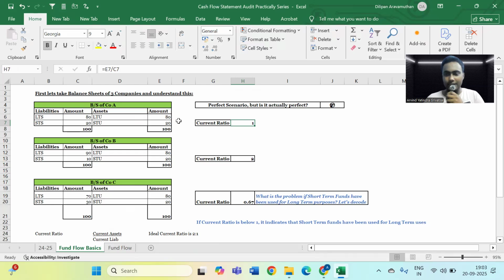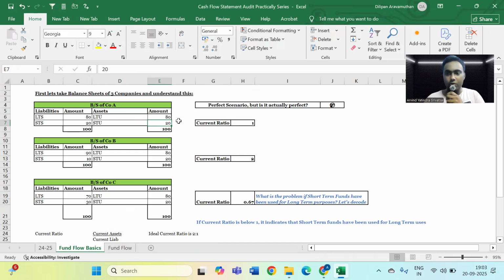In this scenario, what would happen is my current assets are neck to neck with my current liabilities. In the sense, let's say if my creditor comes and asks me for a payment tomorrow, I will have current assets to the equal extent, because what would happen is in this 20 there would be some extent of inventory also sitting inside.